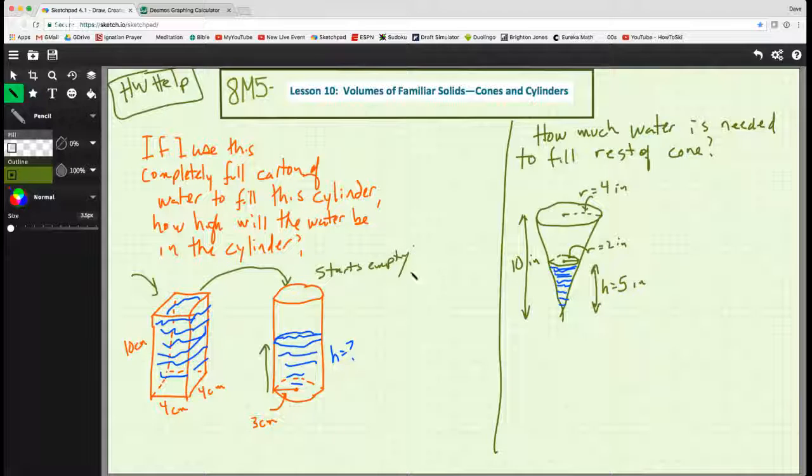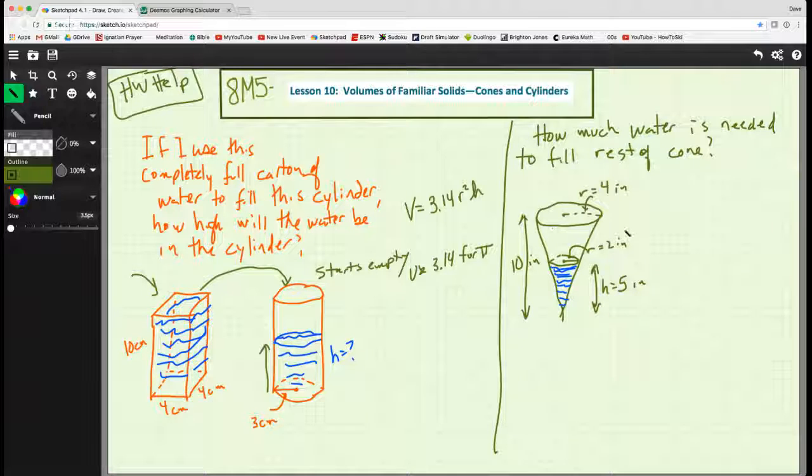And you can use 3.14 for pi. So don't use pi. Use volume equals 3.14 r squared h. And then you can use a calculator and go about solving this problem.